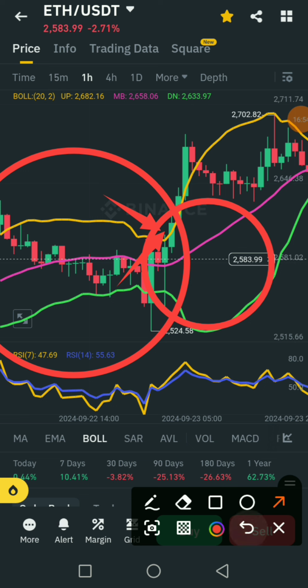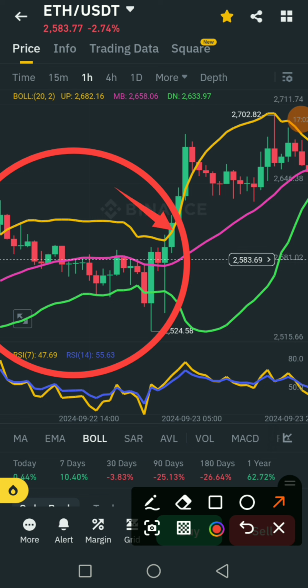Let me reduce these indications. So the trend direction has been confirmed for us by this bullish candle over here that just broke out from the upper band. All right, I hope you're following me.